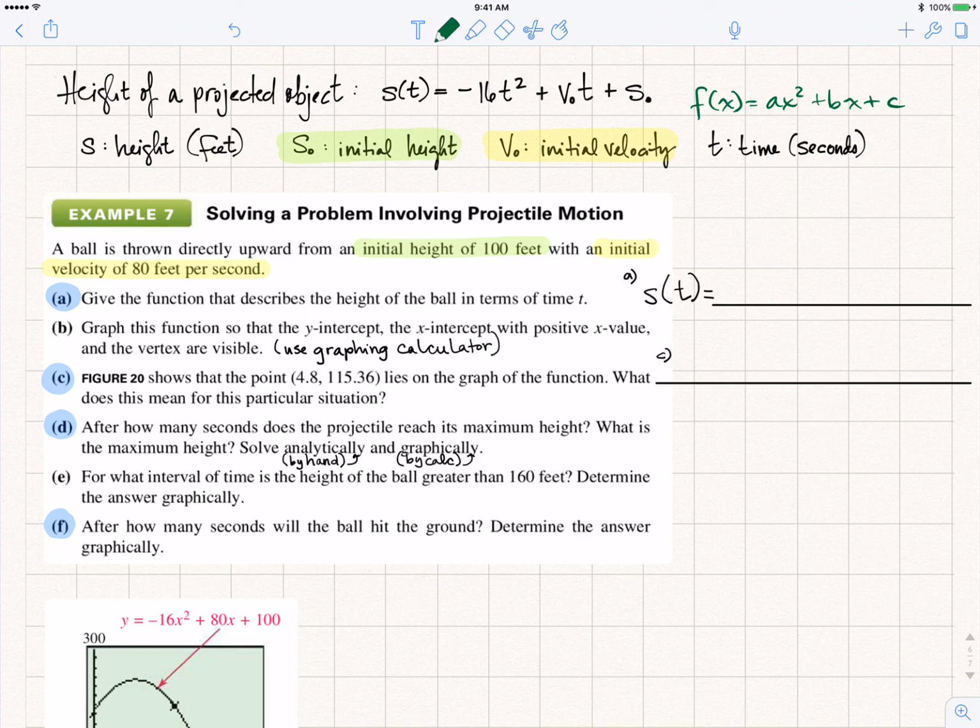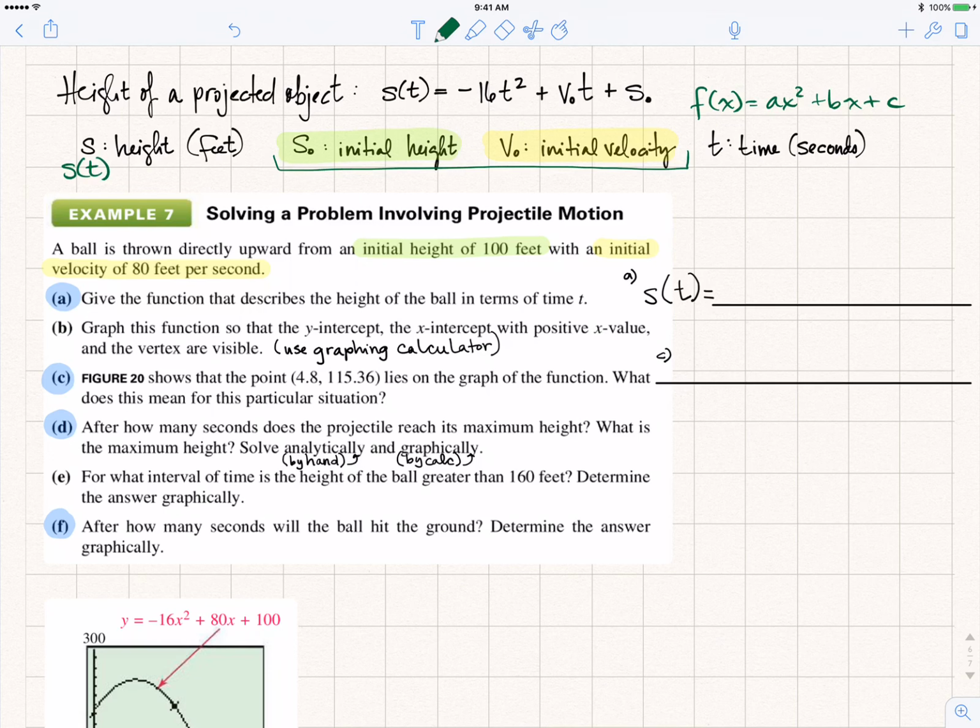Notice that my s, or you could call it my s of t, this is my height, always measured in feet. S sub 0 is my initial height, or my starting height. V sub 0 is my initial velocity, or my starting velocity. T is always measured in seconds. It's a time value. The middle two, the S sub 0 and the V sub 0, will always be handed to you.